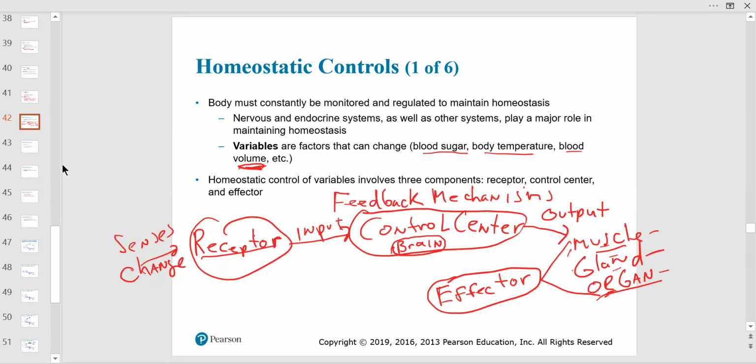So what are we going to use here? I don't want to use blood sugar right now because that involves the pancreas. Let's use body temperature. So the change is a decrease in body temp, blood temperature, right? And that should be 98.6, or 37 degrees Celsius. So the receptor is a thermoreceptor, which sometimes is in the brain, really. The receptor senses the drop in temperature and sends input to the control center. In this case, it is the brain, like the hypothalamus, which is like the thermostat of our body.